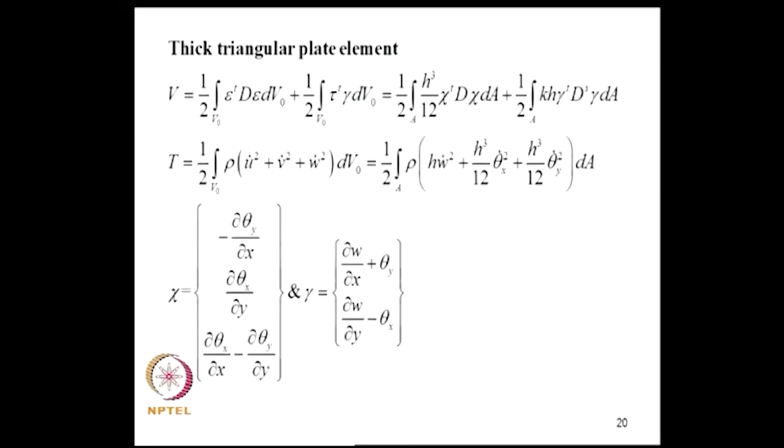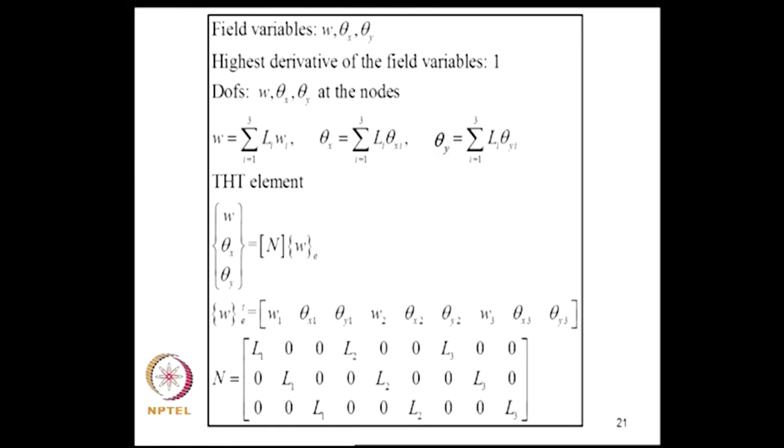Now equipped with this basic notion, we will now consider thick triangular plate. Now, in a thick plate, the expression for strain energy and kinetic energy already we have discussed. They are given by these expressions, and the field variables here will be w, theta x and theta y, and the highest order of the derivative is 1. Therefore, degrees of freedom are w, theta x, theta y at the nodes.